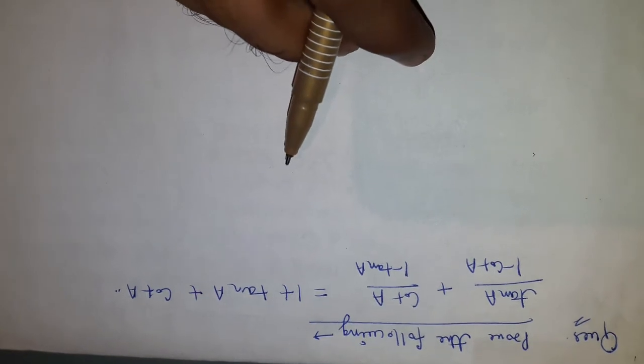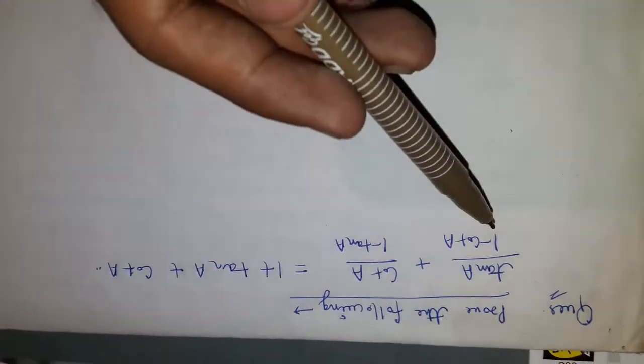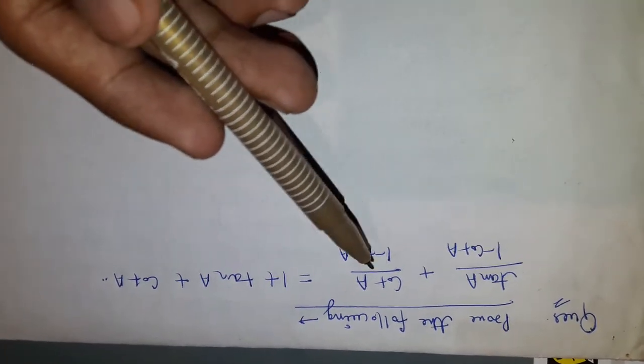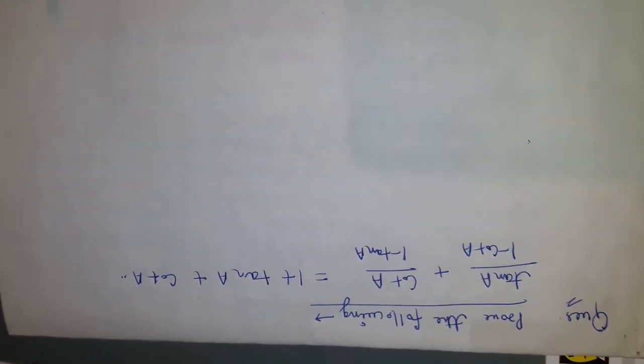Hello. So in this question we have to prove that this must be equal to this. The question is: tan a upon 1 minus cot a plus cot a upon 1 minus tan a is equal to 1 plus tan a plus cot a. So we have to prove this.